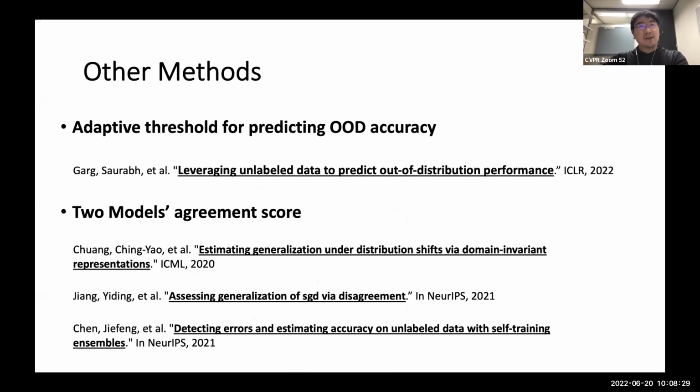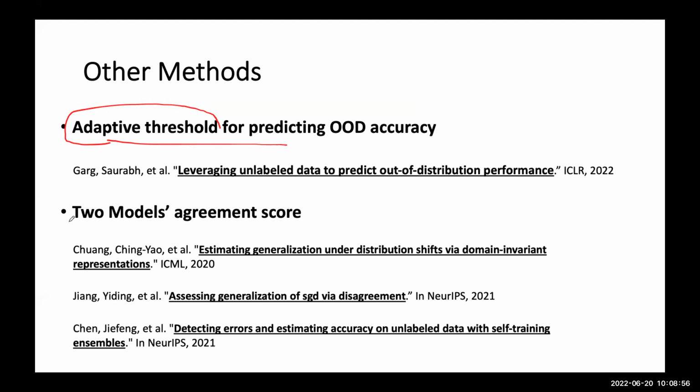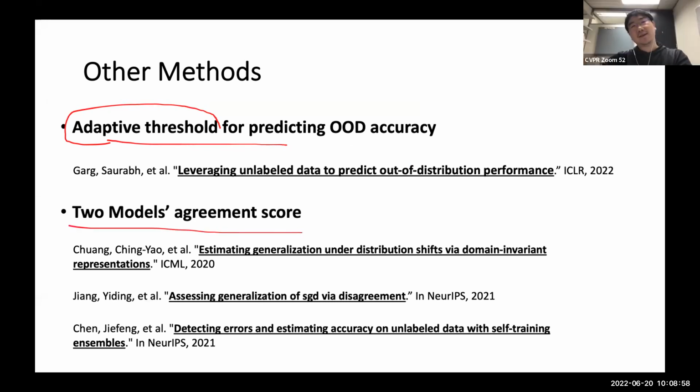Okay, so there are also a few other methods that can solve this problem. For example, adaptive threshold for predicting accuracy, so they use an adaptive threshold on the softmax output to predict this accuracy. And also some methods use two models and use their agreement score to represent whether your samples are correctly classified.